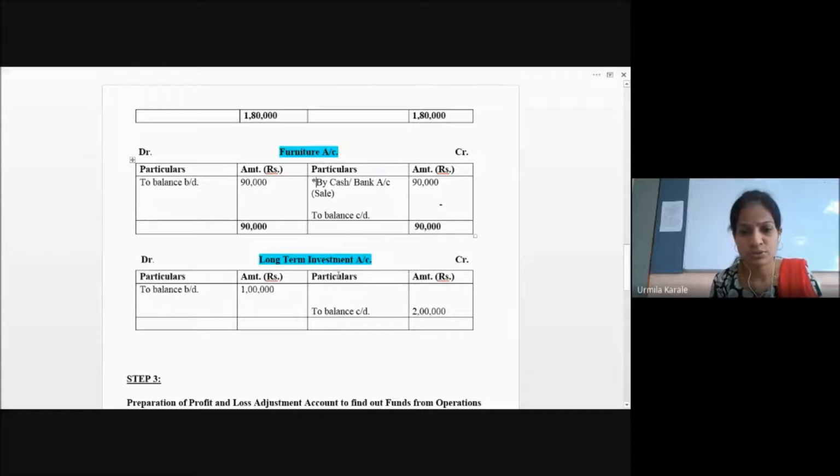Same way you have to do for this. This side is more. Closing balance is more than opening balance. This I'm writing it here. Same I'm writing it here. Out of this, 1 lakh is already there. 1 lakh is the missing balance.